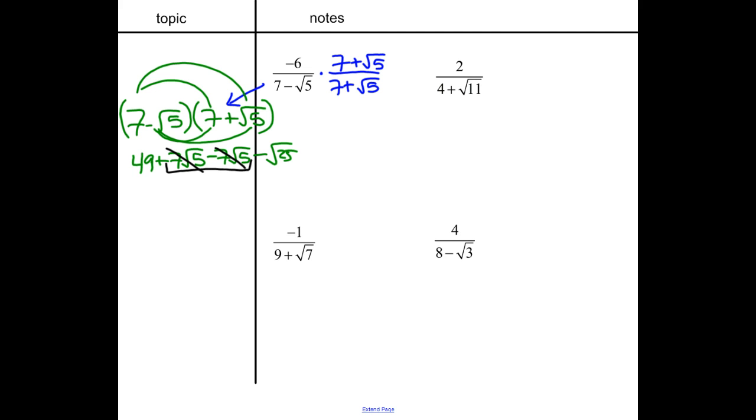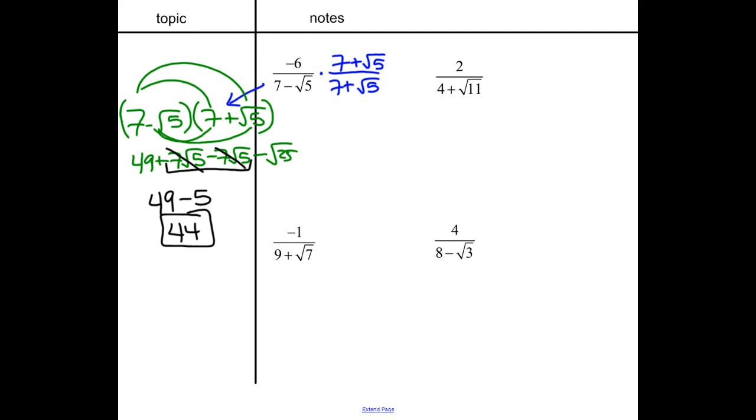They go away. So we're left with 49 minus, the square root of 25 is 5. So really our denominator has become 44. And that's what we want. We want it to be something that does not have a radical.